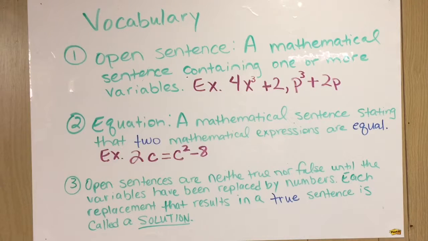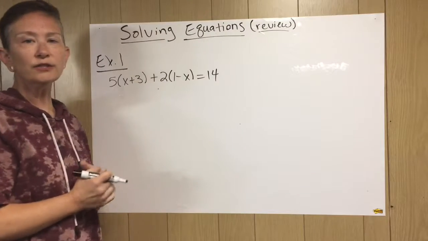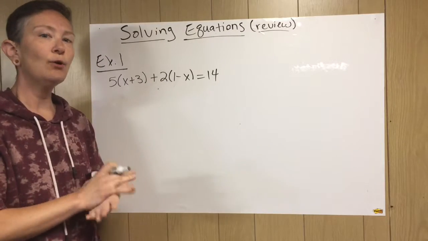Number 3, open sentences are neither true nor false until the variables have been replaced by numbers. Each replacement that results in a true sentence is called a solution. Let's look at an example of solving equations.